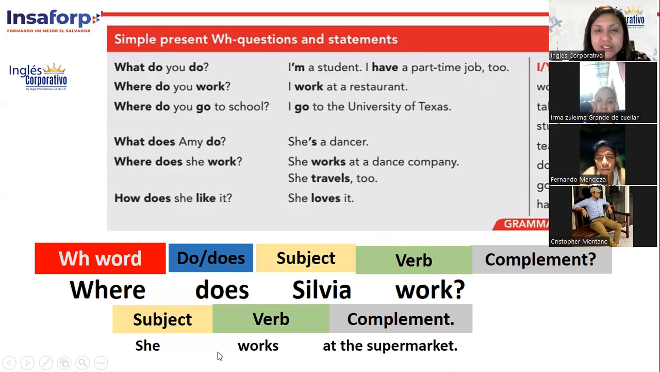The answer is an affirmative statement. So it has to have this. She works, she studies, she teaches, she goes, she has, okay? We have examples here. Fernando, would you like to read the questions and the answers, the first three?